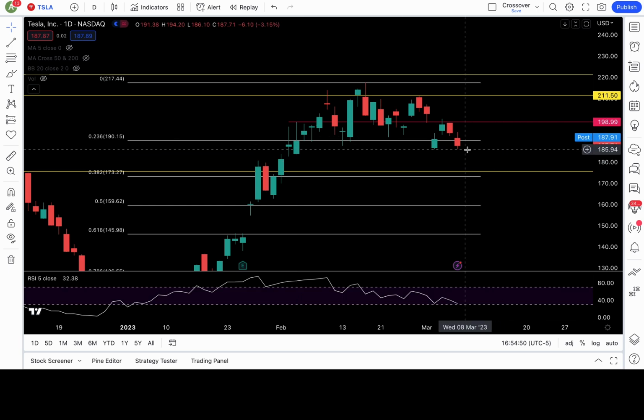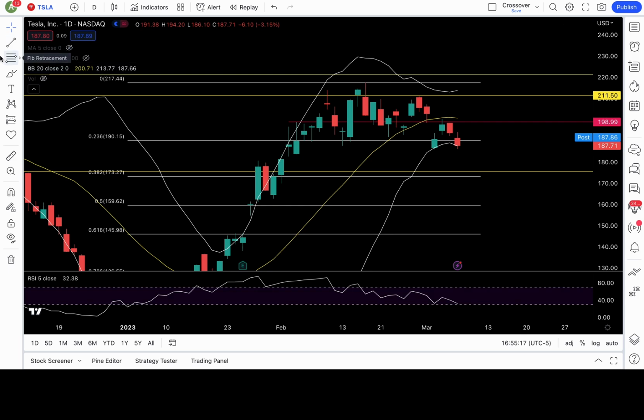Okay, next support is at 186. Loss of that level should trigger more downside down to 181.5, 180, 175.8 and then 173.2-ish. Okay, I will only be bullish on Tesla if it can recapture 190 to give us the false breakdown setup, putting 194, 196, 199 and the 20 daily moving average at 200.7 in play.